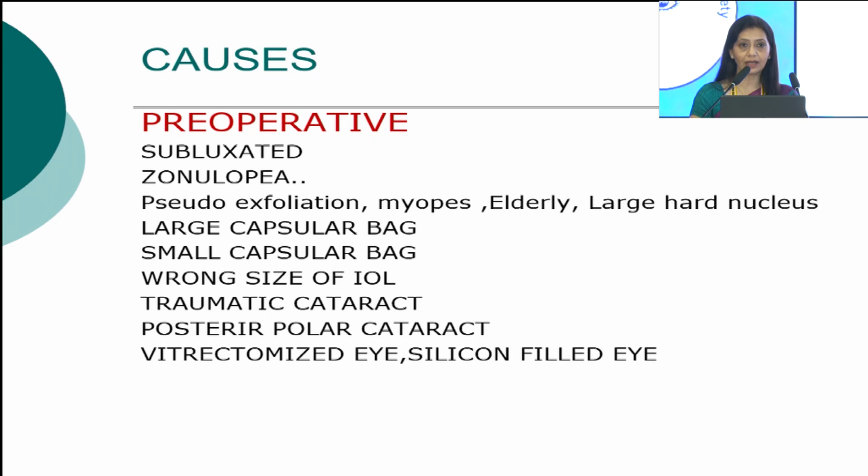The traumatic cataract we deal with, often leading to complications, may lead to a decentered IOL. Posterior polar cataracts, as we all know, are difficult cataracts, so sometimes when we encounter certain complications, they end up in a decentered IOL. And the vitrectomized eyes and the silicone-filled eyes are often the causes of a decentered IOL.